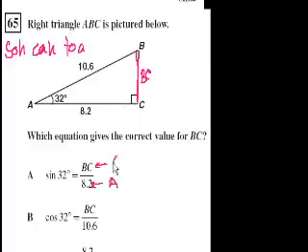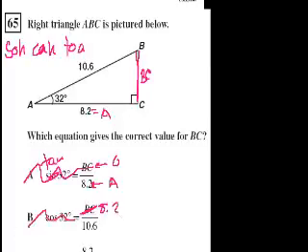This is the opposite, and that's the adjacent. So this should be a tangent. Tangent of 32 is equal to BC over 8.2, right? This is the adjacent side, adjacent to 32 degrees, and that's the opposite, that's the hypotenuse. So that's not right. Choice B, cosine of 32. Cosine is adjacent over hypotenuse. So cosine of 32 should be adjacent 8.2 over 10.6. So this should be an 8.2 here. So this isn't right. Okay.